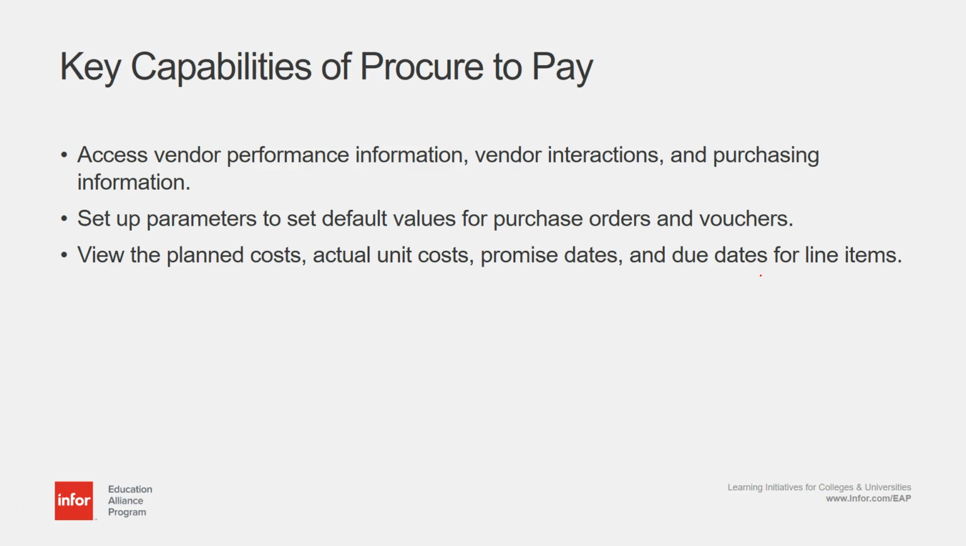The procure to pay process keeps track of vendor performance and allows us to look at the performance of a vendor. When we're deciding on vendor selection, we can use the performance information as a decision maker, which will indicate whether we want to continue to do business with that vendor or not. We can set default parameters for the purchase orders and the vouchers. A voucher is simply a method of making payments to the vendor. We can look at the planned cost versus the actual cost, and the promised dates, whether they're meeting their due dates for the items that are ordered or not.